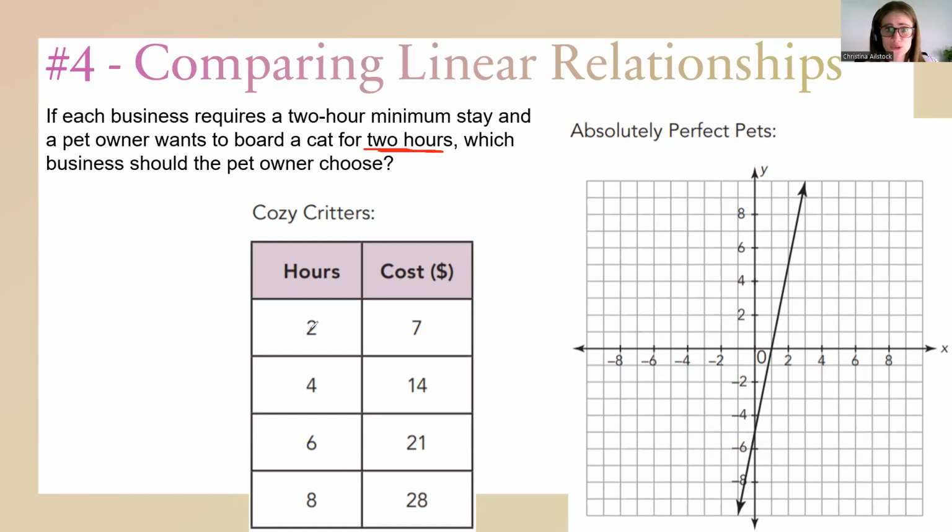Start with the table. So it's the first one here. We're pretty lucky. We can see that at 2 hours, it's going to end up costing us $7. So this Cozy Critters is going to be $7 per 2 hours.